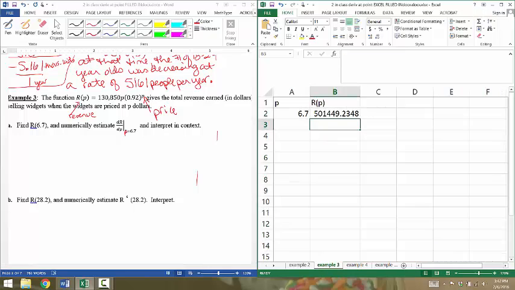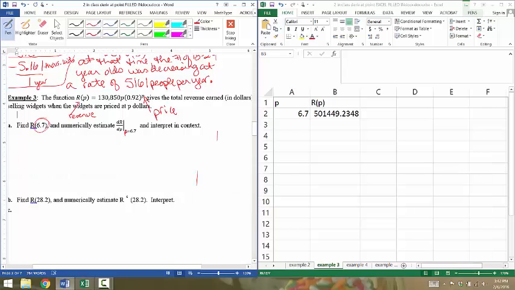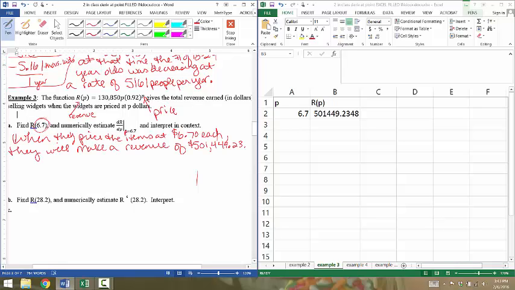So in Excel, I have already created an input of 6.7, and I've put the function in here, 130,850 times P times 0.92 to the P. It tells us if you plug in 6.7, you get out 501,449.23. That's saying when they price the items at $6.70, the total revenue they'll make at that price is $501,449.23. Furthermore, they ask us to estimate the derivative at that price.